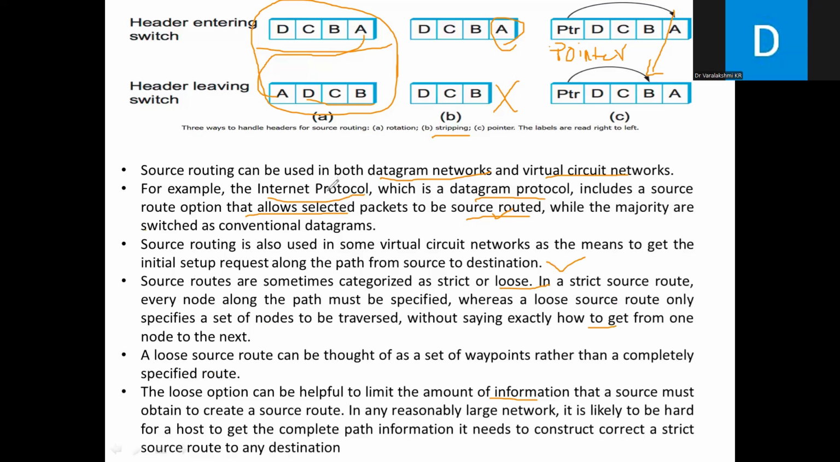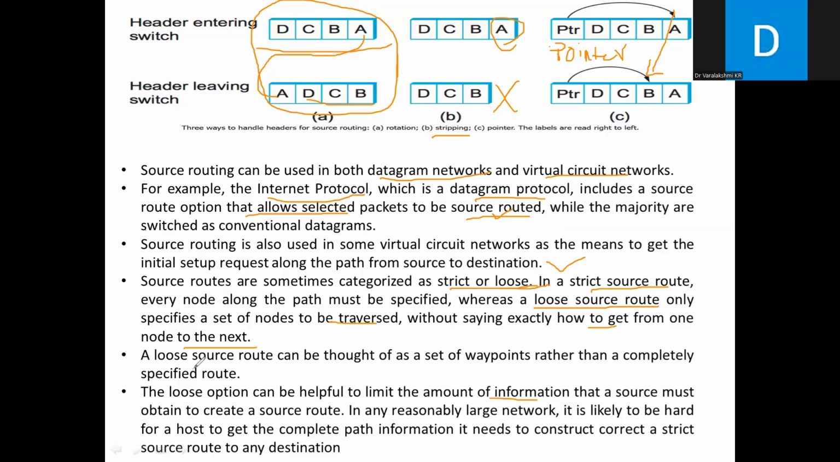So it could be used in a datagram network, it could be used in a virtual circuit, and sometimes it is categorized as strict or loose. What do we mean by strict source route? Every node along the path must be specified. Whereas in a loose source route, only some specific set of nodes must be traversed, without saying exactly how to get from one node to the next. So there is a lack of information. That is the meaning of strict or loose.